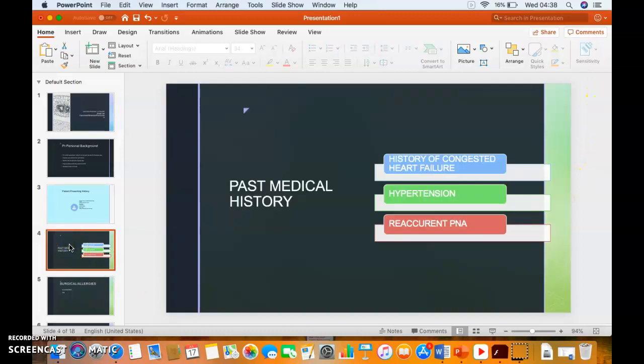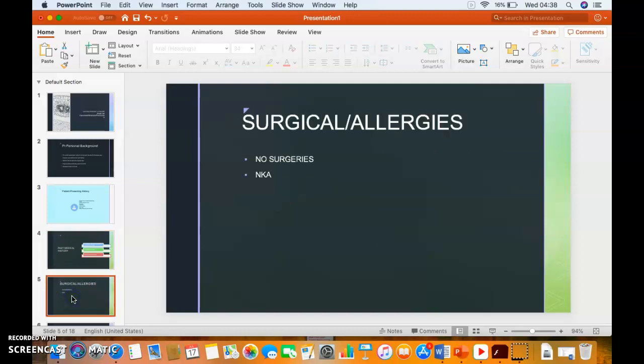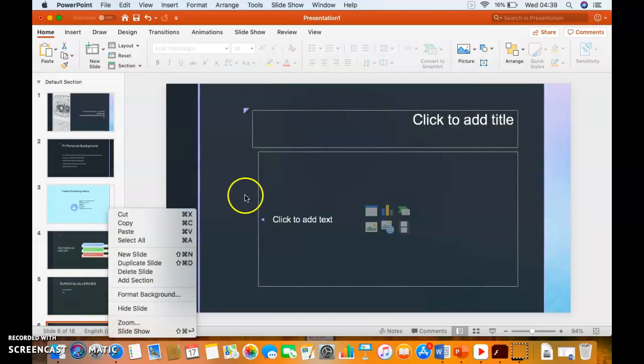His past medical history includes congestive heart failure, although managed very well. History of hypertension, for which he's taking lisinopril. He did have some recurring pneumonias in the past, although not recently. He's had no surgeries or allergies at all that he knows of.